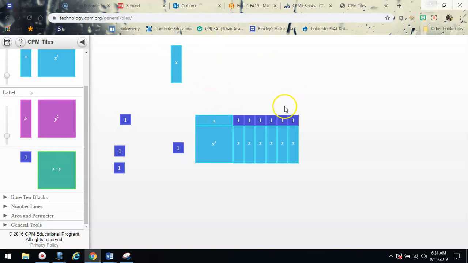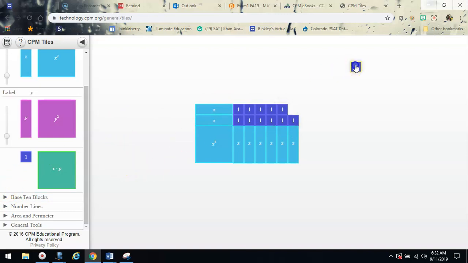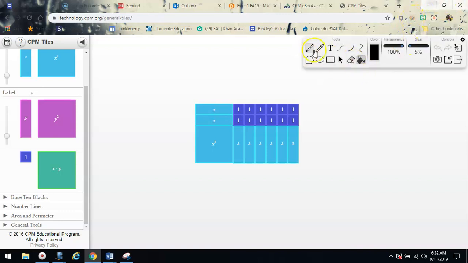So now I have 8 x's and 12 ones. Let's see. Oh wait, I don't have 12 ones yet. I only have 10, 11, 12. And now I can put them, I think, this way. Yeah. There we go. Perfect. And actually, let me see. I think I can do this, you guys. I think I can write on the actual thing.